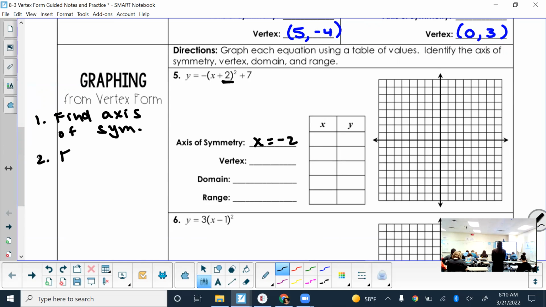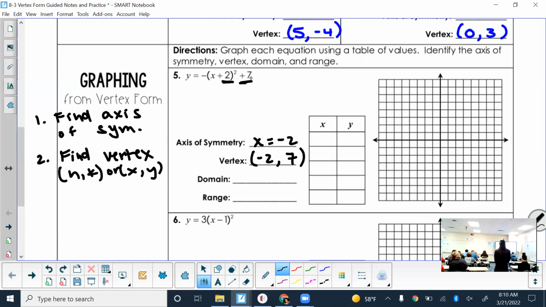Step 2, we find the vertex. So remember, vertex is your x, y, but when it's in vertex form, it's h, k. So, you know, h is -2. What's the k in this? 7, and that sign will just match whatever it is in the equation for the k. So questions about that?